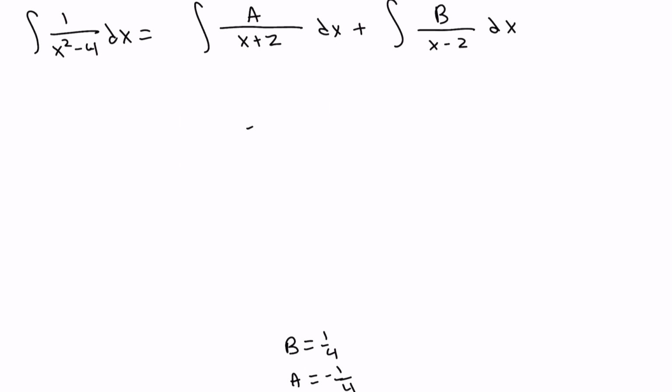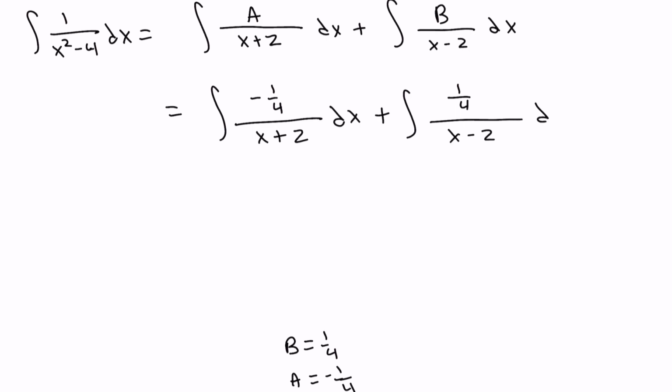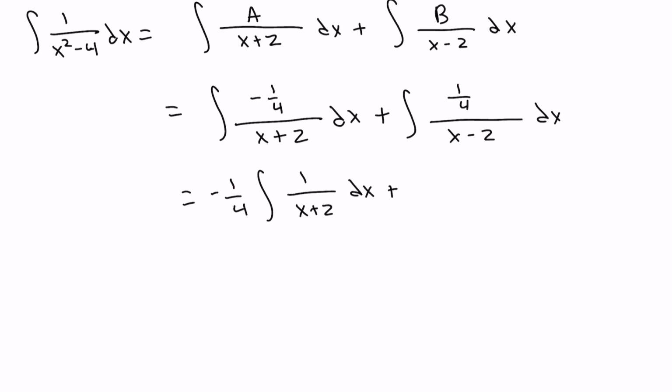Okay, so from here, we can continue to work on the integrals. So we know that this is equal to, so now we know that a is negative 1/4, so negative 1/4 over x plus 2 with respect to x, plus the integral of b, which is 1/4 over x minus 2 with respect to x. So now these integrals are easier to integrate. So we can move the negative 1/4 outside of the integral. So we have 1 over x plus 2 with respect to x plus 1/4 the integral of 1 over x minus 2 with respect to x.